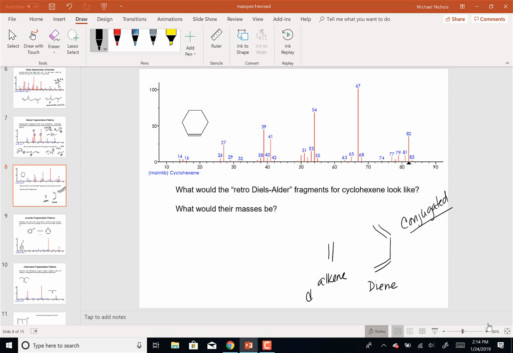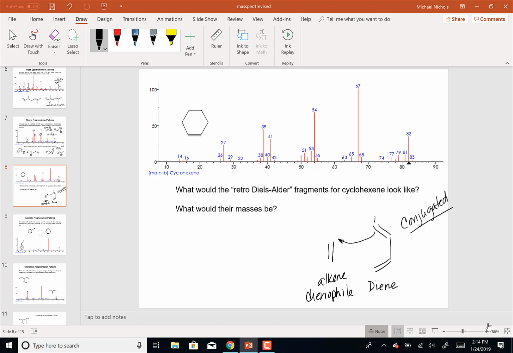The alkene is also called the dienophile sometimes, right? The "phile" meaning love, so that loves the diene. And what happens with a Diels-Alder is that we have this pair of electrons move.